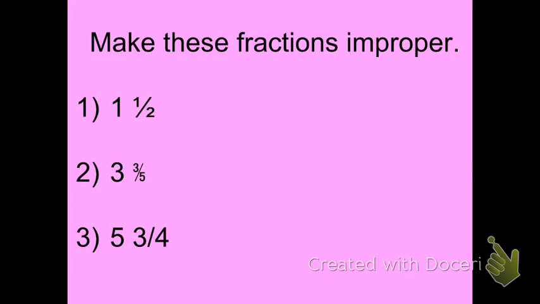So 1 and 1/2. Who can tell us how to turn 1 and 1/2 into an improper fraction? Sierra, tell us. Good. So we multiply the bottom times the whole number, so 1 times 2, and then we add up here. So 1 times 2 is 2, plus 1 is 3. That's our top number. And what's our bottom number? 2, because we just bring it straight over. Okay, so 1 1/2 is 3 over 2.